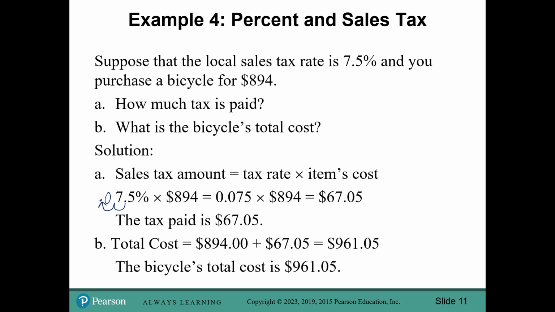I will multiply that times 894 and I get $67.05. So the tax that we pay on this bicycle is $67.05. So if the bicycle cost $894 and then we have to pay $67.05 in sales tax, the total cost for this bicycle is going to be $894 plus $67.05 for a total cost after tax of $961.05. That is the bicycle's total cost because you have to add the tax. Don't we hate it?